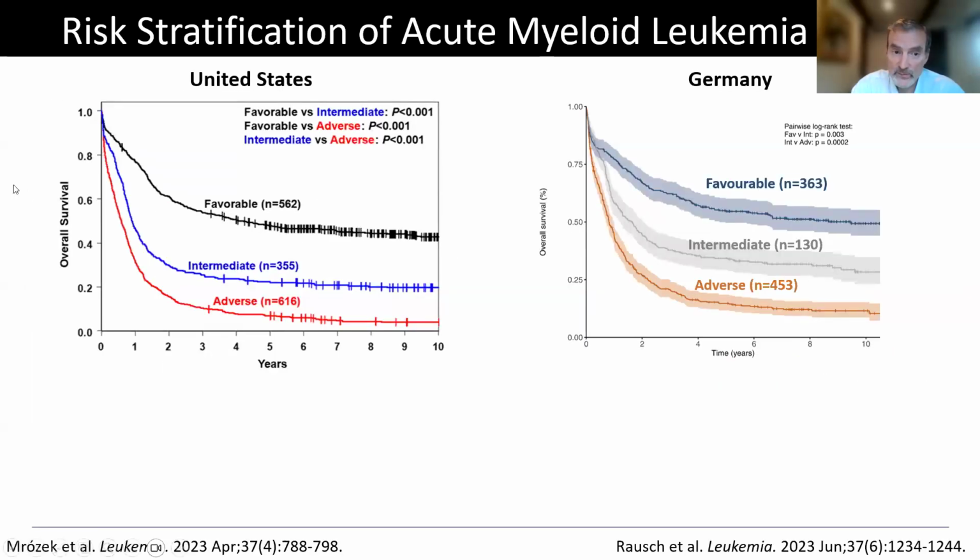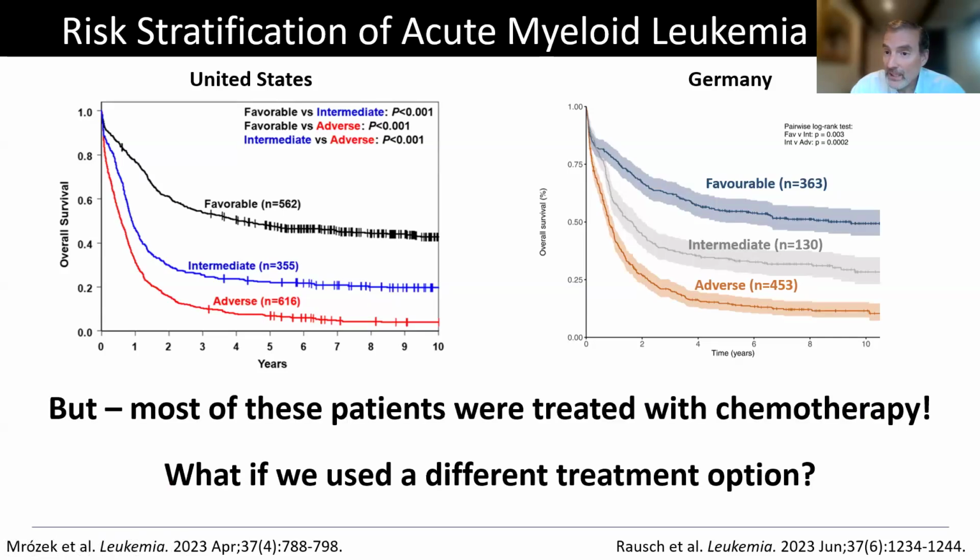And here are the survival curves using those tools. They look pretty good. They put patients into really 3 different groups very cleanly with very little overlap. And that was true even in an independent German validation. So it looks like this really matters. But the thing to keep in mind is that most of these patients were treated with the therapies available at the time, largely with chemotherapy. What if we used a different treatment option?